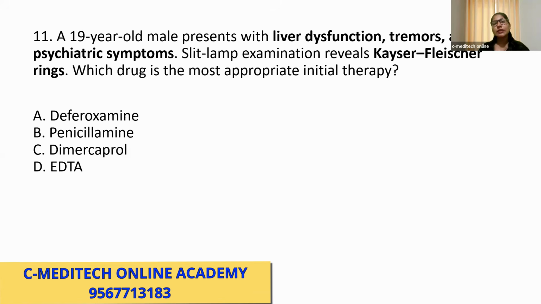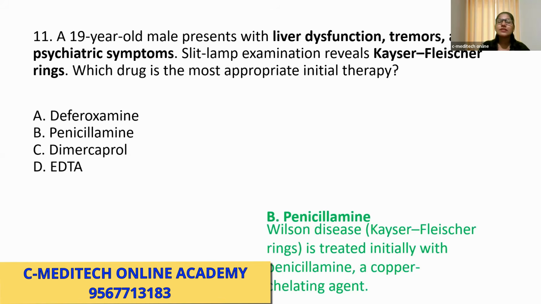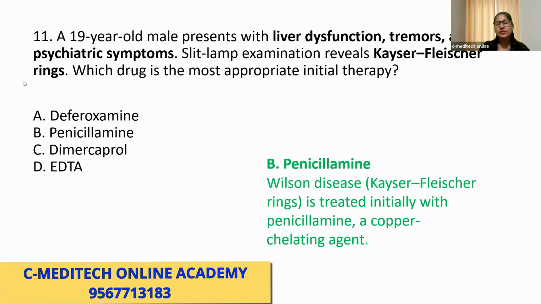We know that it is a copper accumulation, and mainly which type of drug is used? Penicillamine. This copper accumulation is a genetic disorder in which copper is not metabolized in our body. That condition is called Wilson disease, and in Wilson disease the Kayser-Fleischer ring appears. That means the copper accumulates around the cornea. In copper accumulation, the major drug or antidote is penicillamine. So the answer will be option B, penicillamine.